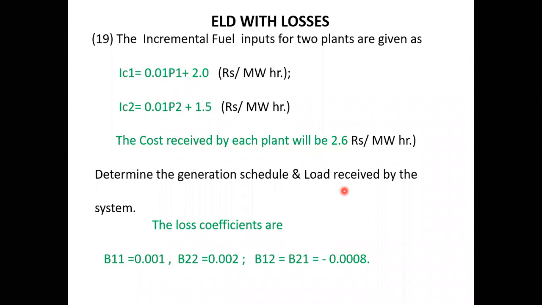How to find out the load? Again, let us consider the power balance equation. What is the power balance equation here? P1 plus P2 is equal to PD plus PL. Why are we taking only P1 and P2? Because here we have only two power plants. So we need to take only P1 plus P2, and that should be equal to PD plus PL. And we know the P1 and P2 values, and we need to find the PL value.